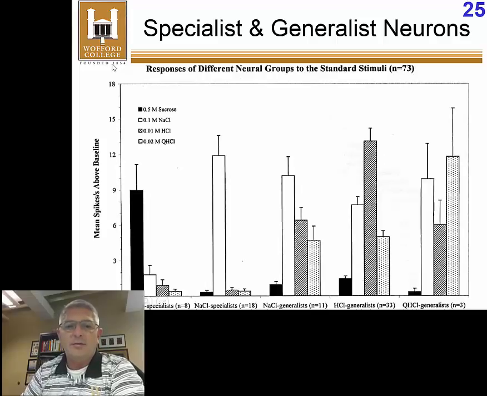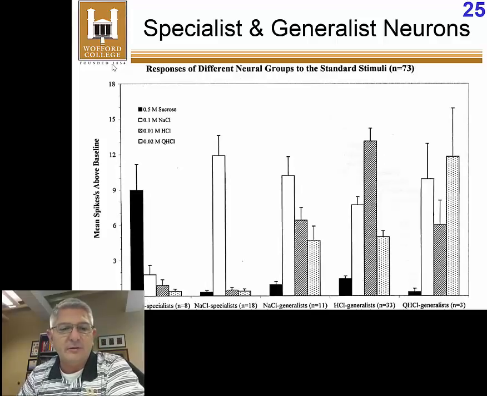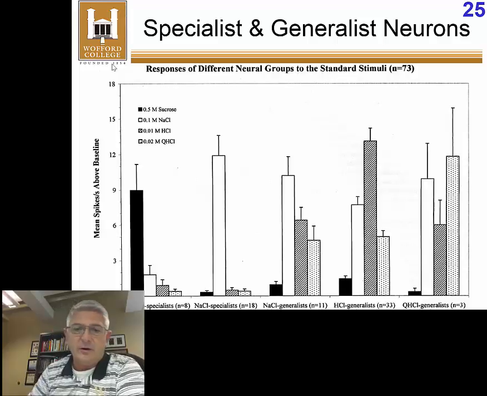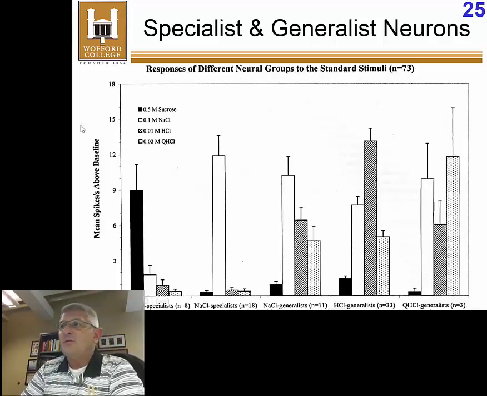So we end up with some sucrose specialists, or labeled line, some salt specialists, or labeled line, and then we end up with groups of generalists, where we have some that respond best to salt, but also respond to sour and bitter, some generalists that respond best to sour, but also respond to salt and bitter, and then we have some bitter generalists that also respond to salt and sour.